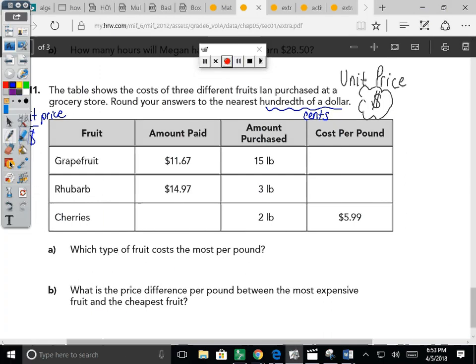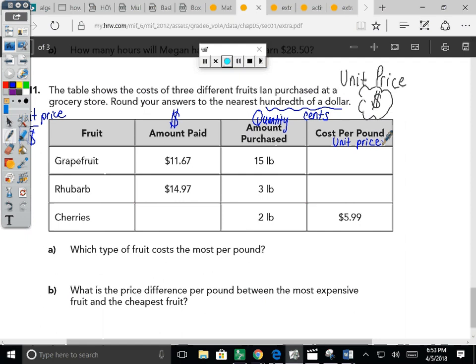So let's take a quick look. The first fruit they give us is grapefruit, and they tell me how much it costs. That's the money. They also tell me how much I purchased. That's the quantity, the amount of something. And now it says the cost per pound. This is where I'm going to give you the unit price, how much it costs per pound. So let's go ahead and try our hokey pokey.